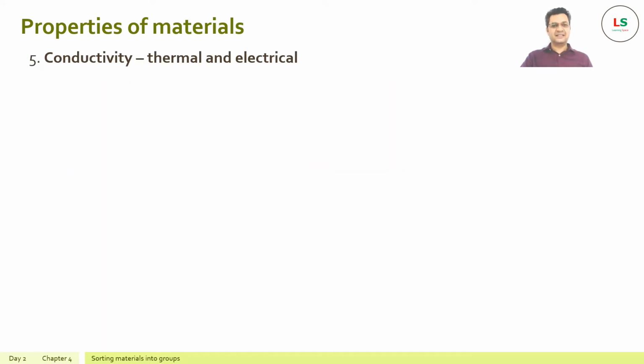Next we have conductivity. Now it can be either thermal or electrical. When it is thermal, it is more associated with heat and temperature. When it is electrical, it is more associated with electricity. Let's discuss the first one.